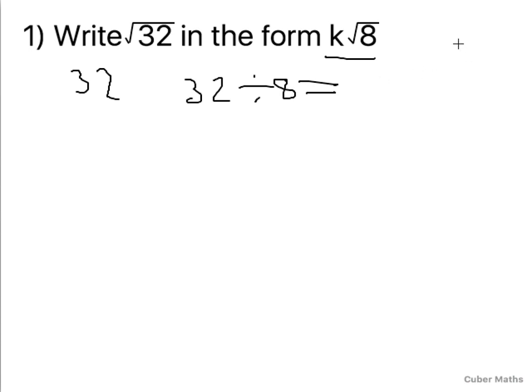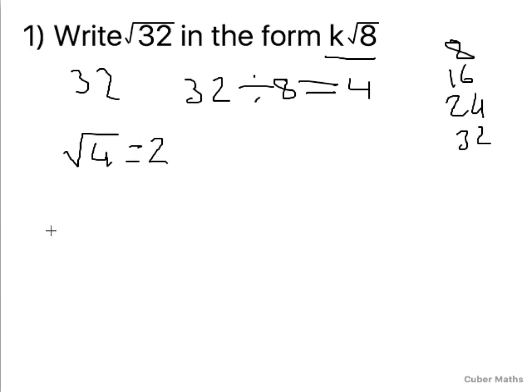Now if we write out our 8 times tables, we're going to get 8, then 16, 24, 32. So that means 8 goes into 32 4 times. But because it's a surd, we need the square root of 4 to give us k. So the square root of 4 is going to be 2. So if we're going to write the square root of 32 in the form of k root 8, that's going to give us 2 root 8.